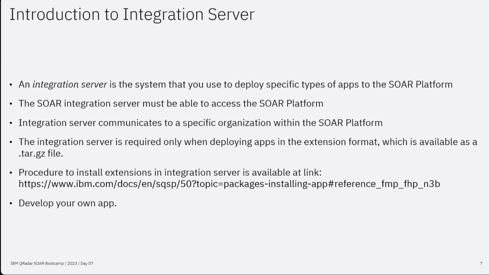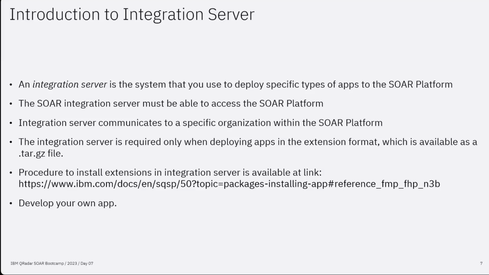So an integration server is a system that you use to deploy specific types of apps to the SOAR platform. Now the SOAR integration server must be able to access the SOAR platform and the hosts of the third-party applications that are integrated with your SOAR platform. Now, this platform can reside in your own environment known as on-prem, and it can also be within the IBM cloud known as the SaaS configuration.